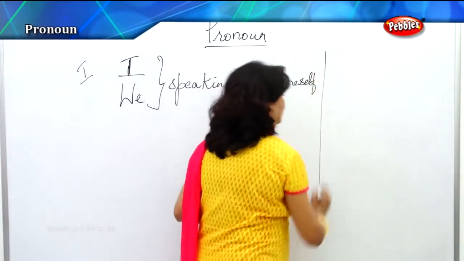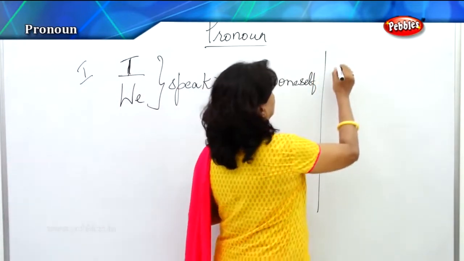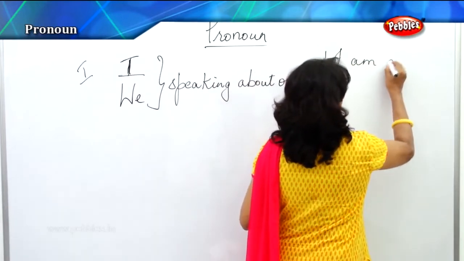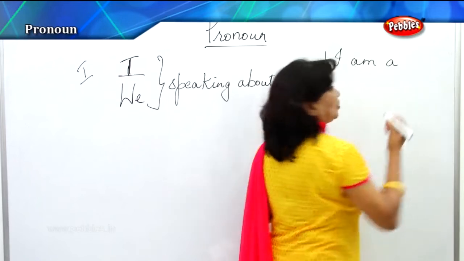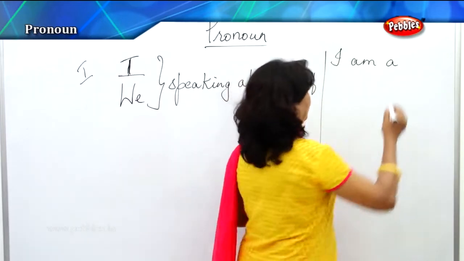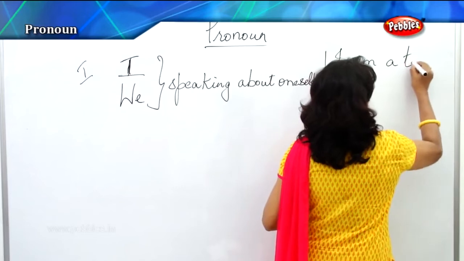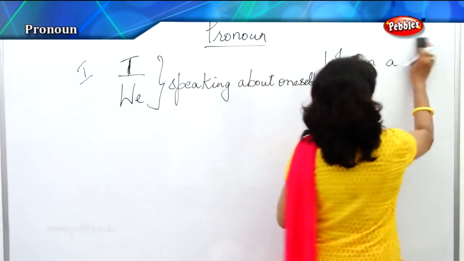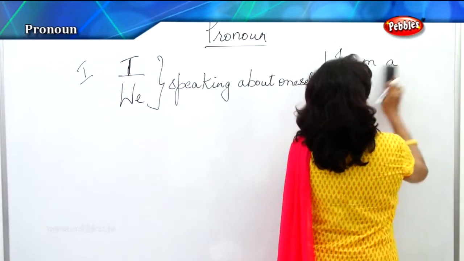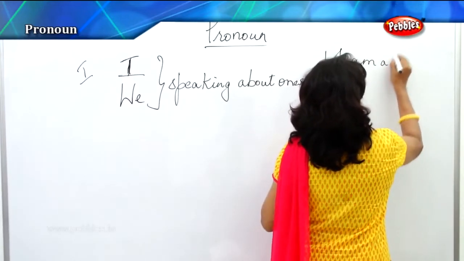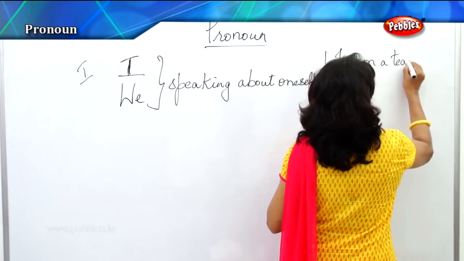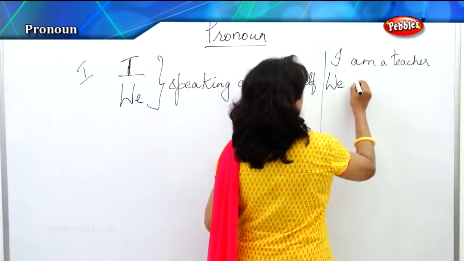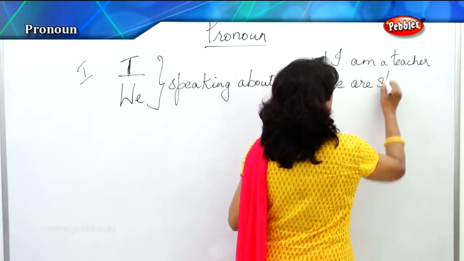இதுக்கு இங்கே ஒரு sentence கொடுக்கிறேன் நான். Because I am teaching you, I can say, I am a teacher. Okay, we are students.